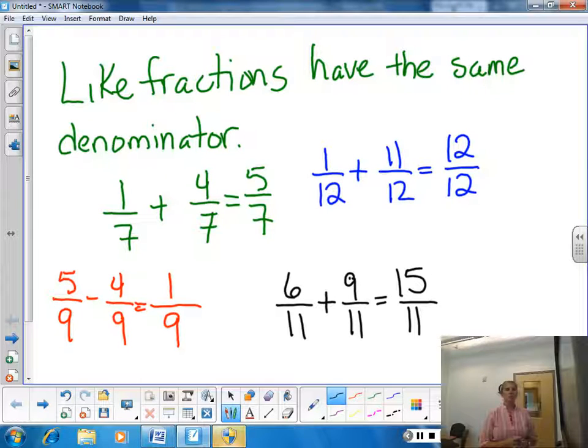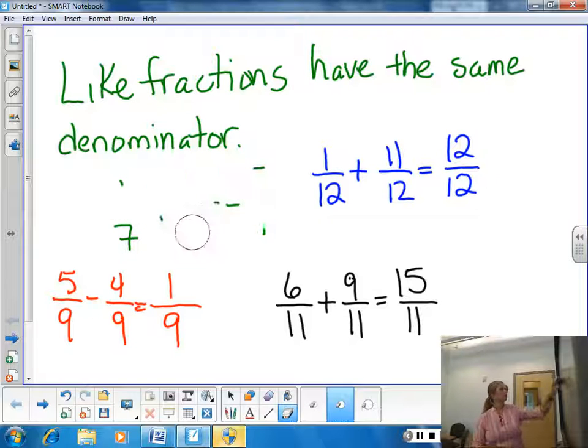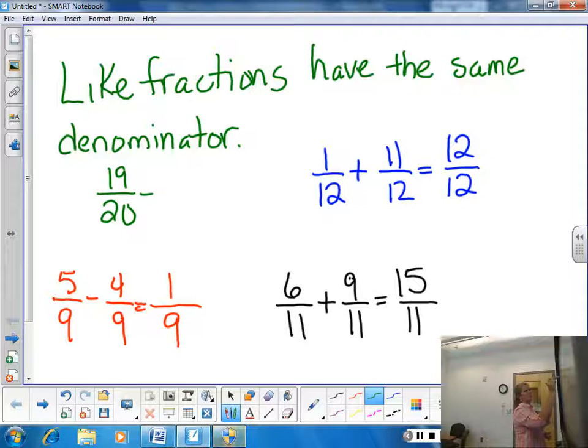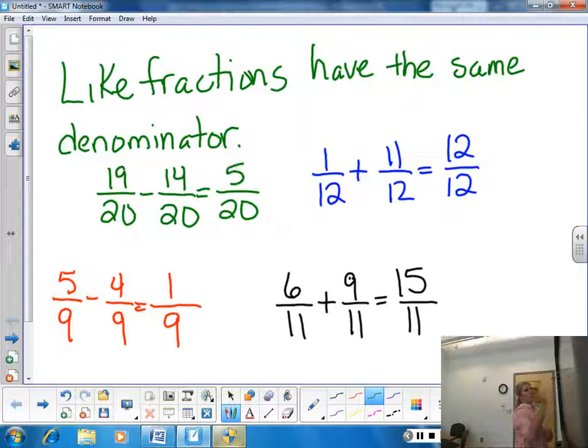Okay, so I want you to be able to add and subtract like fractions. I'm going to give you one more subtraction because we did 3 addition and only 1 subtraction, but it's the same process. So let's say I have 19/20 minus 14/20. As long as I have like fractions with the same denominator, I'm going to keep that denominator the same, and 19 minus 14 is going to be 5. So I get 5/20. So that's adding and subtracting like fractions.